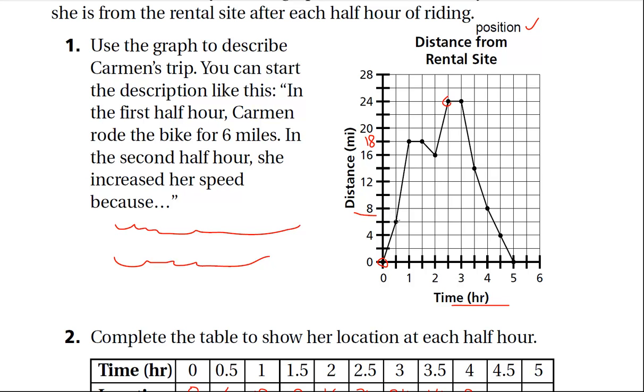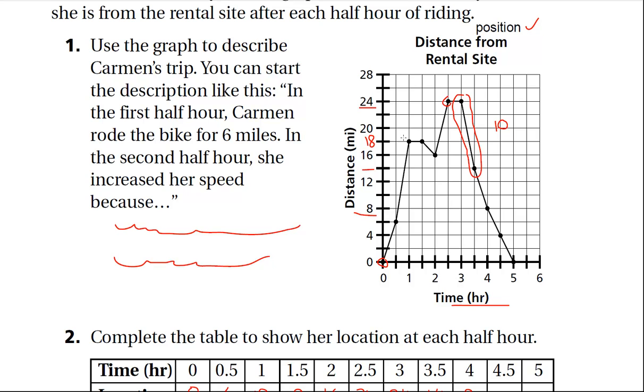Here you can see that every half hour is a separate coordinate, right? And so all we have to do is figure out between which two coordinates Carmen traveled the largest distance. So for example, here between hour 3 and 3.5, she went from 24 miles away to 14 miles away. Alright, so 24 minus 14 means that she traveled 10 miles, right?